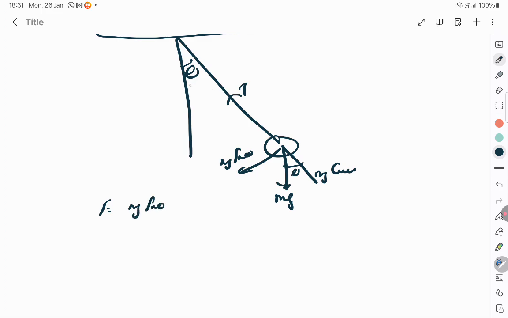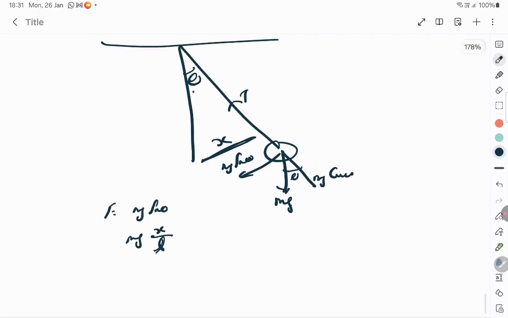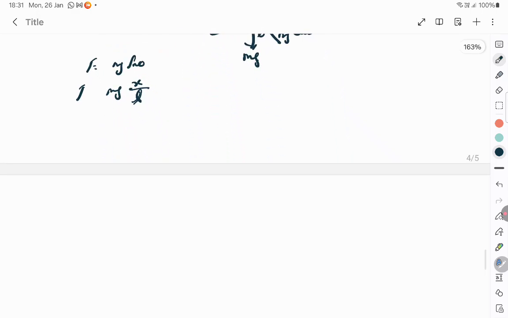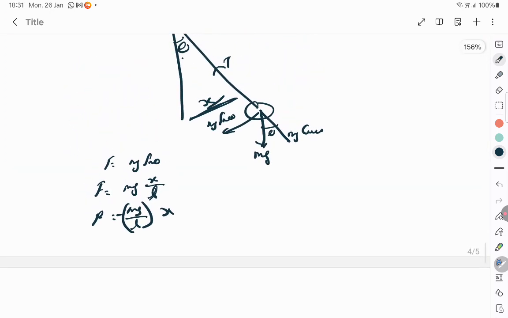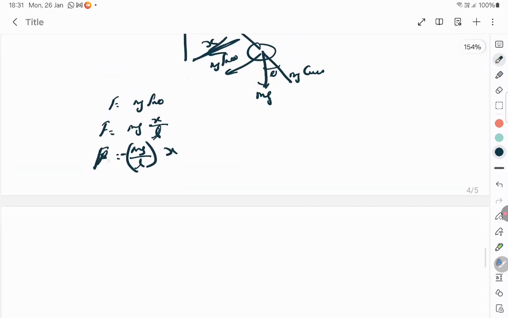And what is sin theta from this equation? If you consider this displacement is x, you can write sin theta to be x by L, where L is the length of the pendulum, which will form the hypotenuse. So F is equal to mg into x by L. So F is equal to mg by L into x, and insert a negative sign without forgetting, because the restoring force brings it back to the mean position in the negative x direction. Once you write like this, can you see F is equal to minus k into x, where k in the case of pendulum is mg by L. That's the value of k.